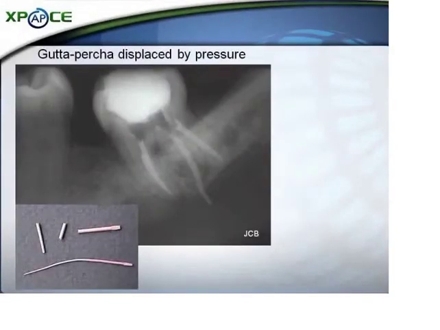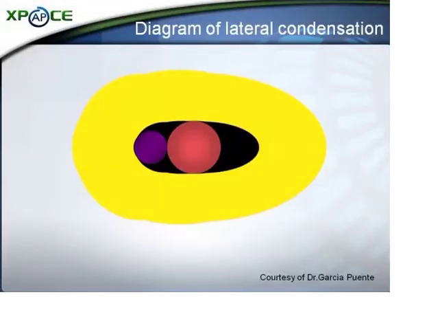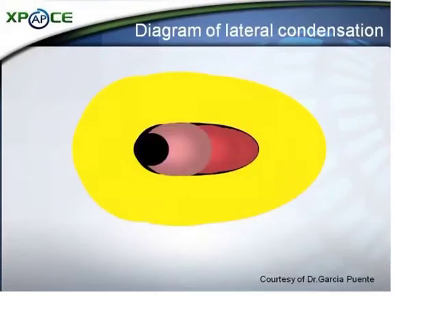Another drawback of gutta percha is that it can become brittle, as seen in this photo. Let's compare pluggers to spreaders. This slow insertion permits the sealer to disperse coronally.